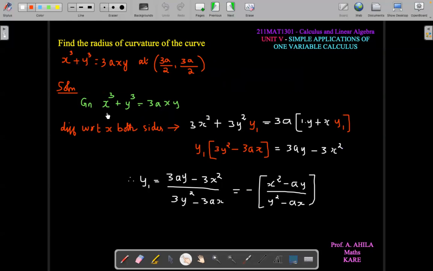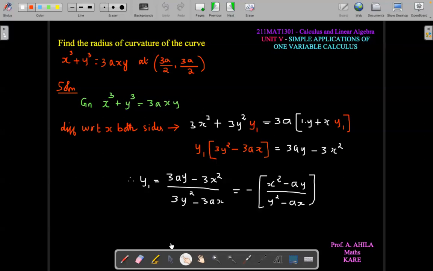Now consider the given curve x cube plus y cube equal to 3axy. Differentiate with respect to x both sides. So we get x cube means 3x square. For y cube, since we are doing by normal form differentiation, we have to consider both x and y as variables. Remember, we are not partially differentiating. We are differentiating with respect to x. So here we apply chain rule. So 3y square into differentiation of y with respect to x, which is dy by dx, which is y1.